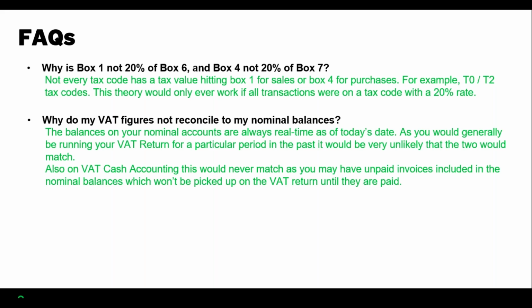Just got a couple of frequently asked questions that we do get asked on these sessions quite a lot. So the first one, and we seem to have this more and more now because we have more and more things that get in the way of this, is why is box 1 not 20% of box 6? And that's because not all tax codes have a 20% rate. It's become more and more common with things like the CIS domestic reverse charge, where we have things like notional VAT going on in the background. So it used to be a really common question when I was on technical support, but now it's even more common for it not to be 20% of box 4, for example, box 6, for example.